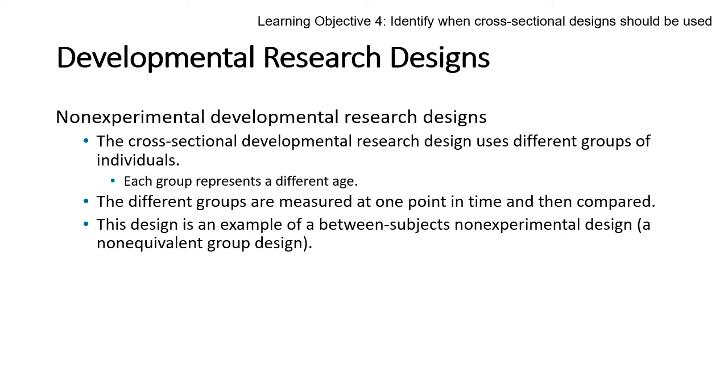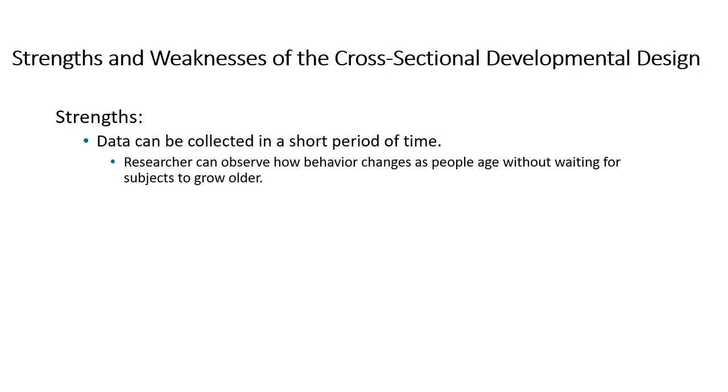So what are the strengths and weaknesses of this? Well, the strength is data can be collected over a short period of time. We can observe how behavior changes as people age without waiting for subjects to grow older. If I need to know how internet usage is now, I can figure out how internet usage is right now. I don't have to look at the same group of people over a long period of time. I can just get different groups of people to go in each category.